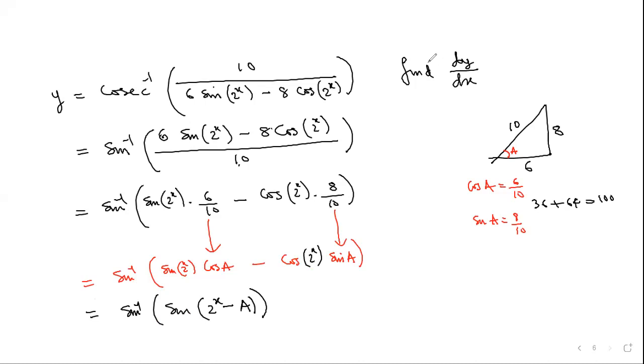So that became 2 raised to x minus A. Note what is A? A is a constant. A constant angle is A. So the derivative of that will be 0. So dy by dx will be 2 raised to x log 2.